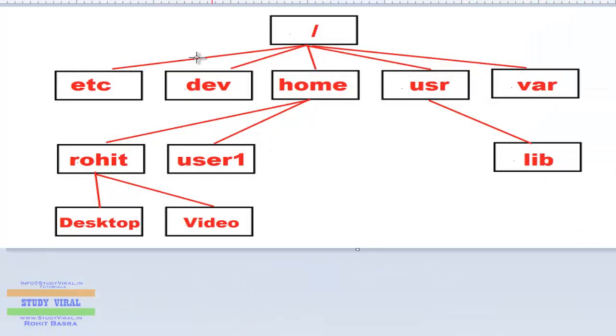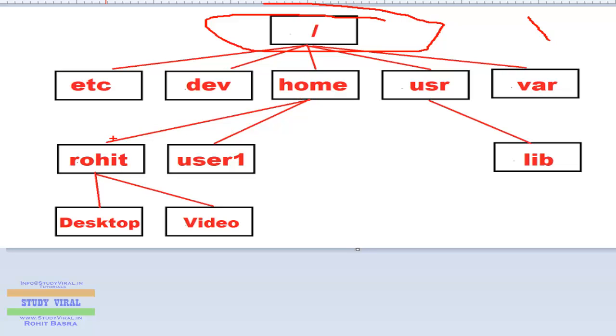Okay, in this diagram, what you have noticed, this is your root directory that is represented by slash, which is forward slash. In Windows, you will use backward slash like this. Okay, this is our root directory, and this root directory has some more subdirectories like etc, device, home, usr, and variable. And this home directory is Rohit.